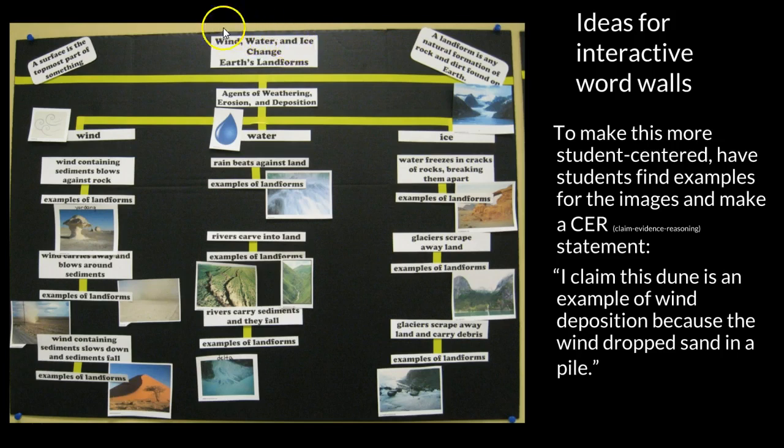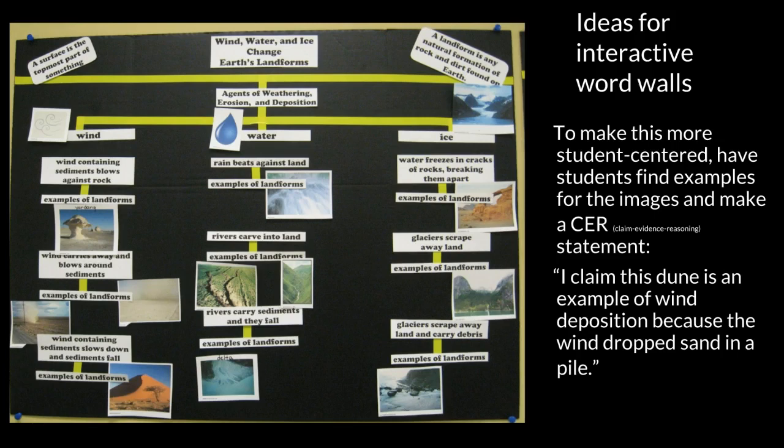So we have wind, water, and ice change the Earth's landform. And then we have a guide here that talks about the surface is the topmost part of something. So that helps define Earth's surface, which is part of the standard. And then landform, and that kind of talks about what that will create when wind, water, and ice weather, erode, and deposit things. So I thought that was kind of an interesting way to scaffold this.